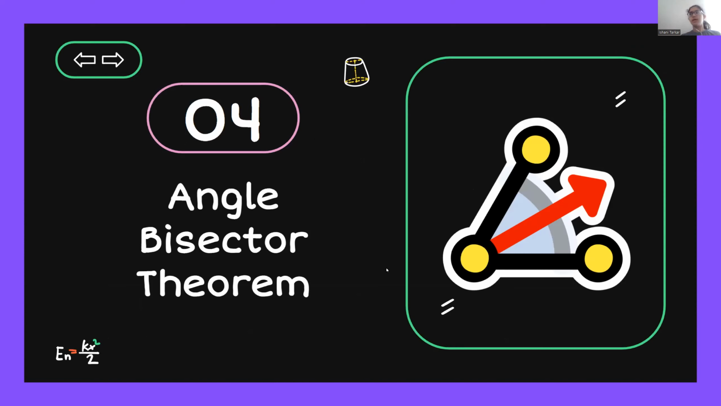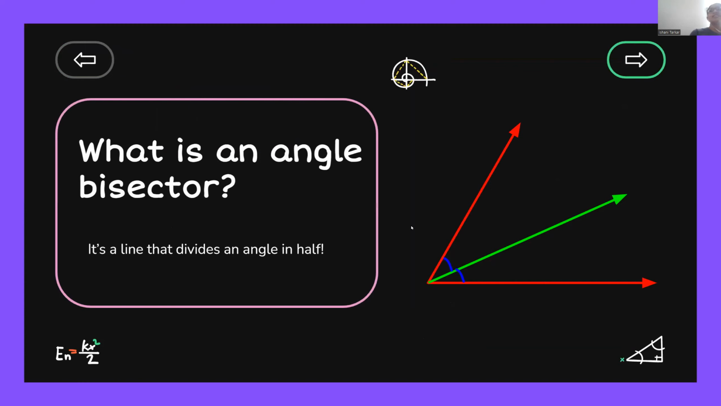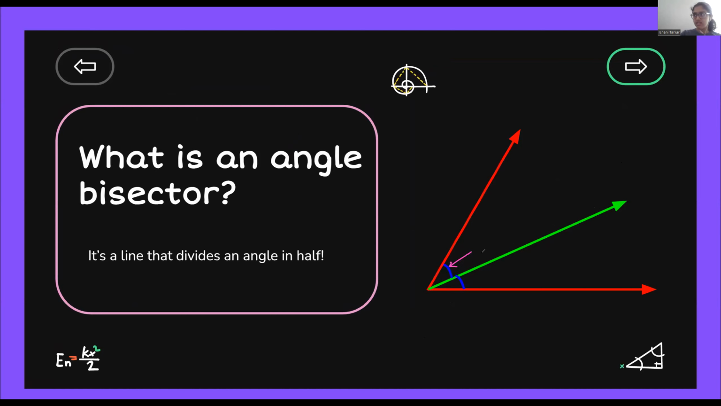We're going to be going over the angle bisector theorem. Firstly, an angle bisector is a line that divides an angle in half. In this diagram, we can see that it is an angle bisector, since these blue curves mean that the angles are the same measure. We are given that they are the same measure, so we know that this green line is an angle bisector.